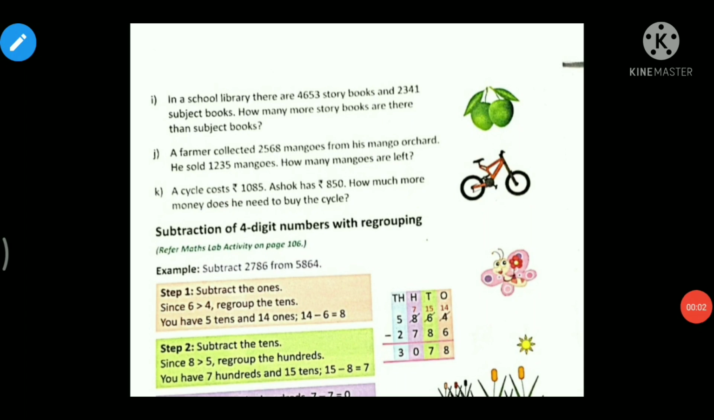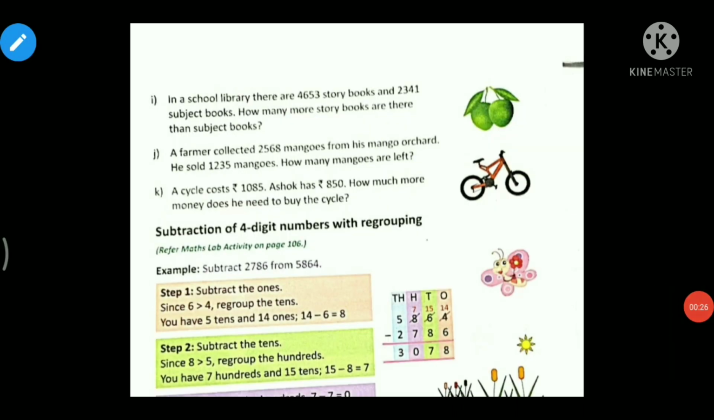Good morning, students. Yesterday I taught you about subtraction, right? How we can subtract any 4-digit number. Yes. So today, first of all, I will discuss some other questions from exercise 1.